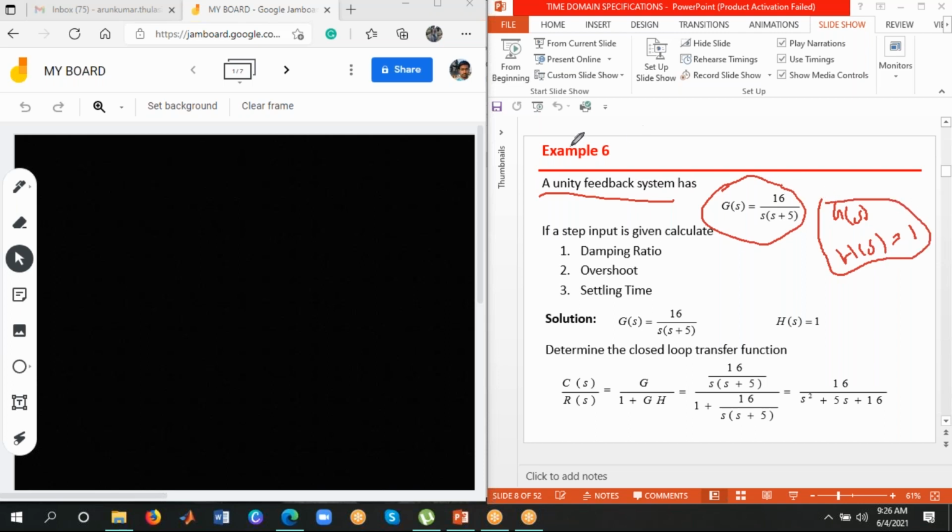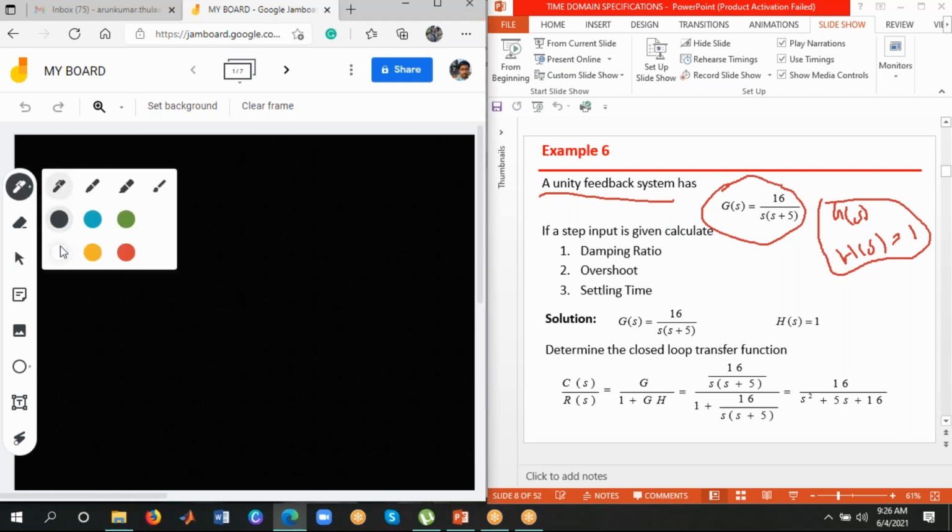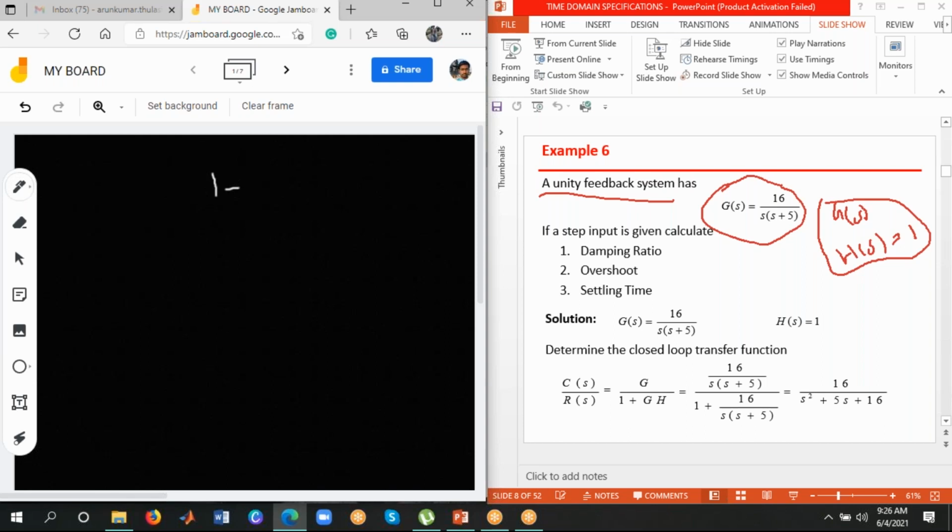When it is given this way, the formula for the transfer function is 1 plus G of s. So we have a formula. What is the formula we have? G of s divided by 1 plus G of s H of s. So this is the transfer function formula, C of s divided by R of s.